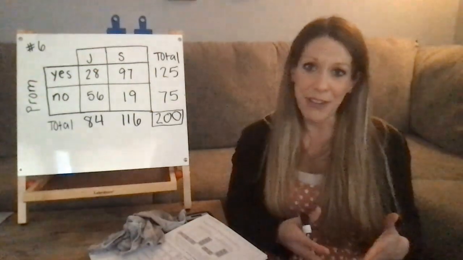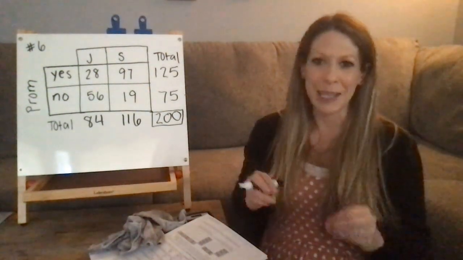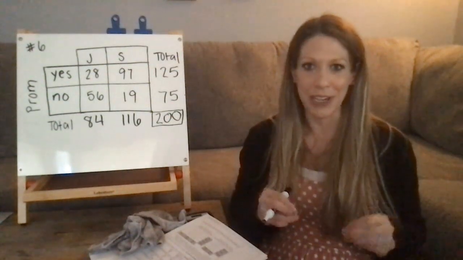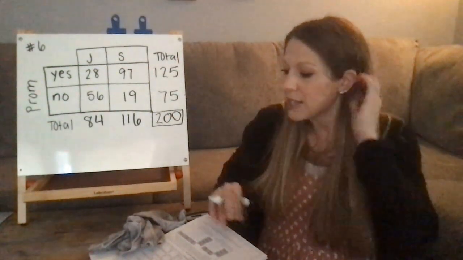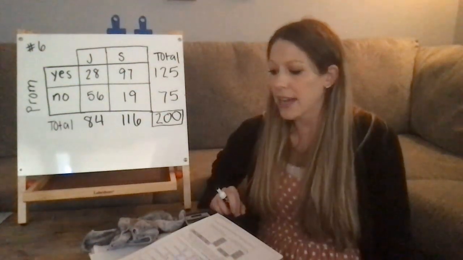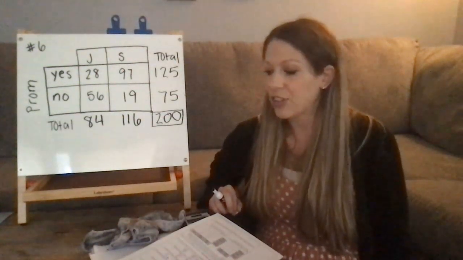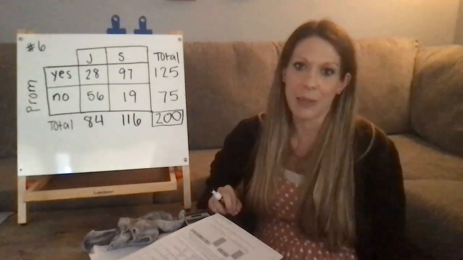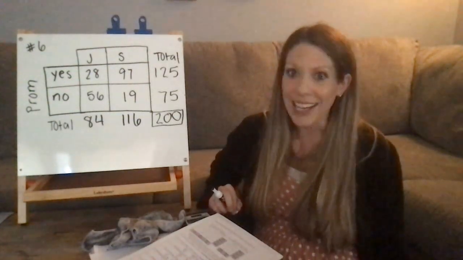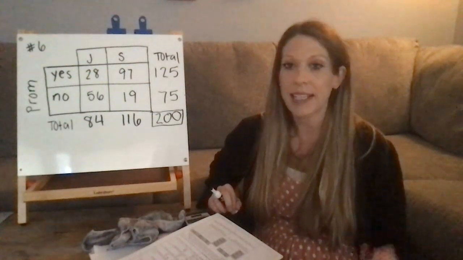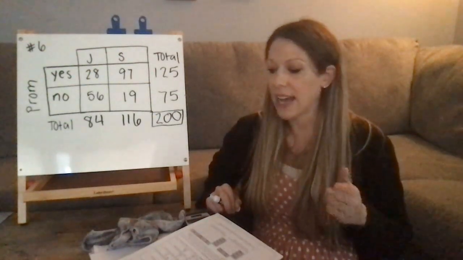So that's all the information that we probably need to know to answer these questions. But again, I think it's helpful to go ahead and have those totals ready to go and to use. So the first question on number 6 says, what's the probability that a randomly selected student is a junior that did not attend prom?